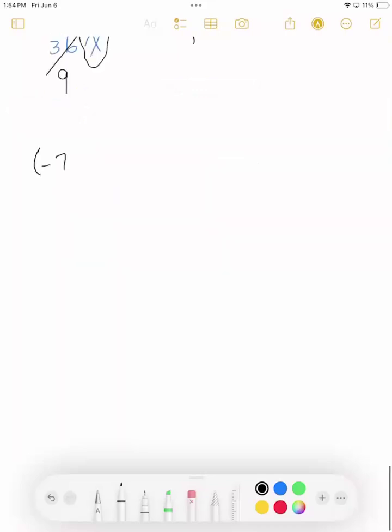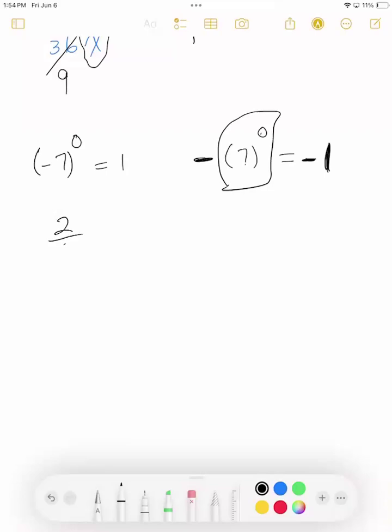What if you have negative 7 to the power 0? That's 1. What if you have negative 7 to the power 0? The answer is negative 1, because that's 1. Any number to power 0 is 1, but then this negative gets carried over. What if you have 2 over 3 to the power 0? The answer is 1.